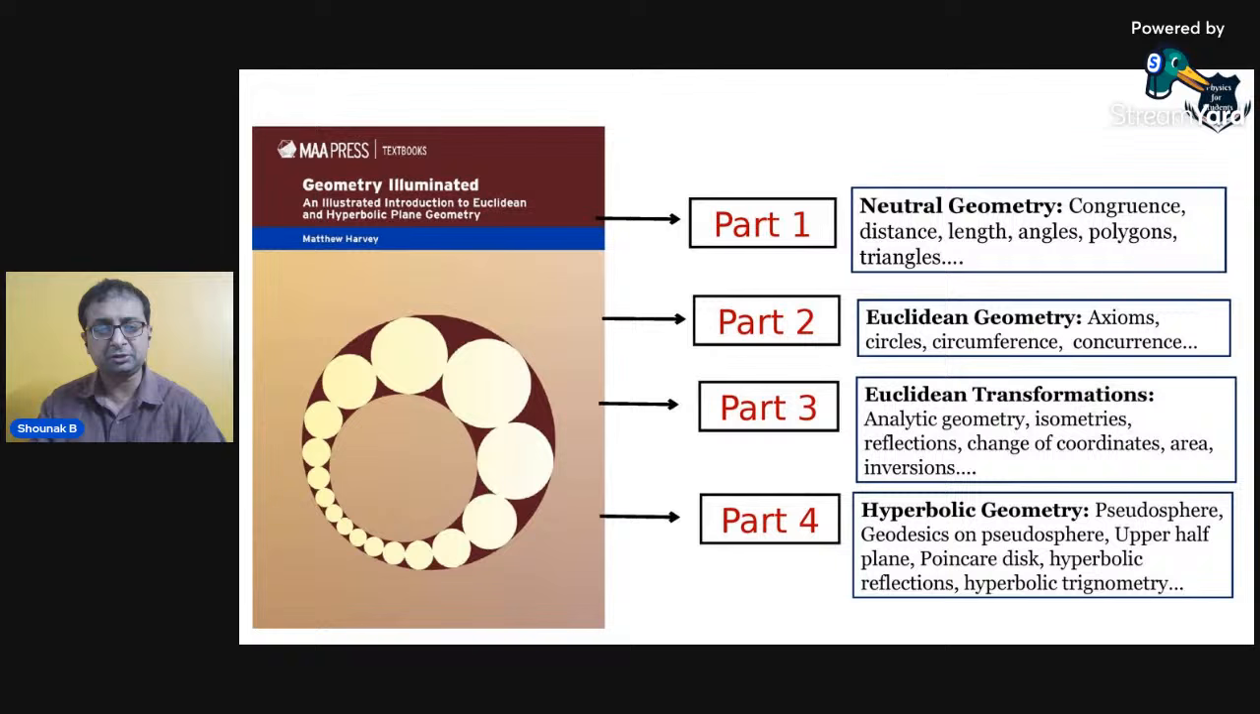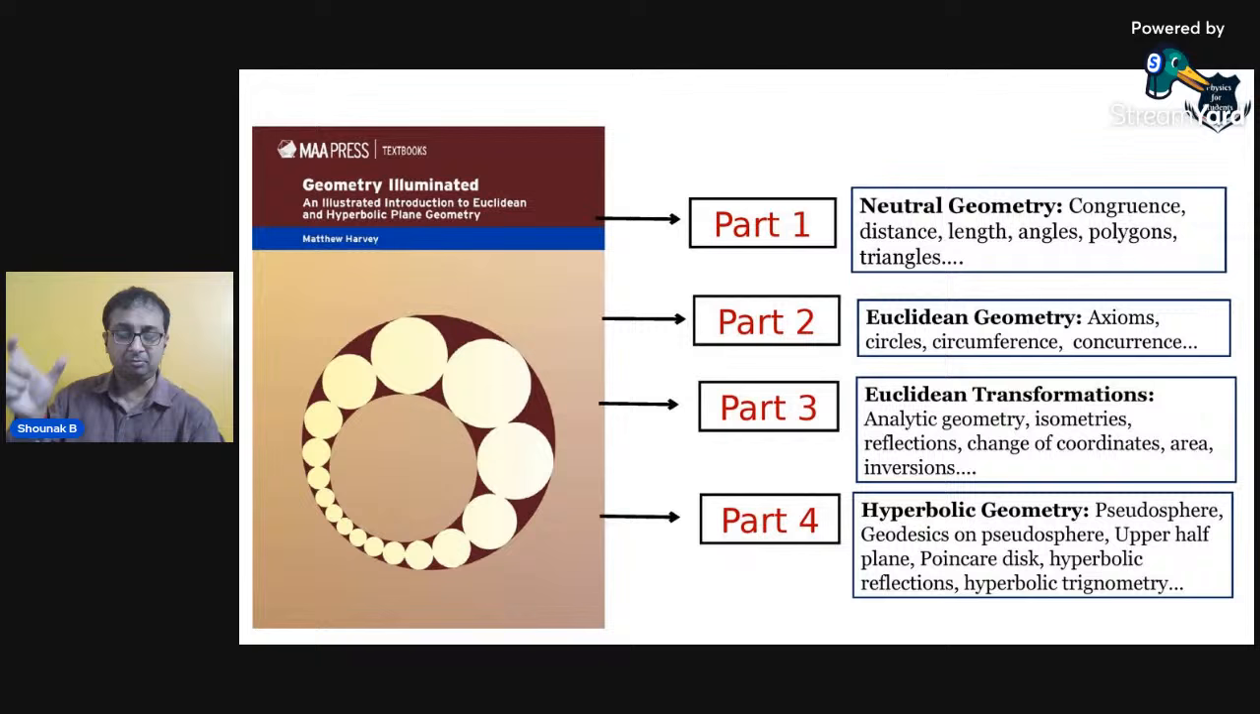Then it would start with Euclidean geometry like axioms, circumference, concurrence. Then you see part three, which is very important. It is going to Euclidean transformation. So beautiful, isn't it? First it teaches you about the neutral geometry. Then it teaches you about the Euclidean geometry. And then it shows how the Euclidean geometry gets transformed. Transformed into what? Non-Euclidean geometry.